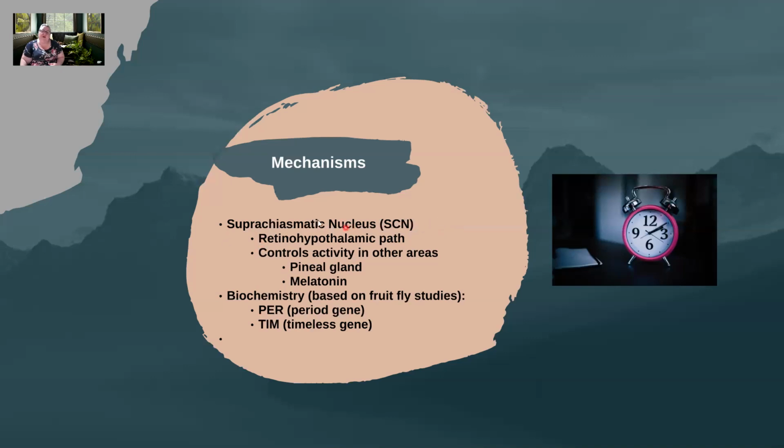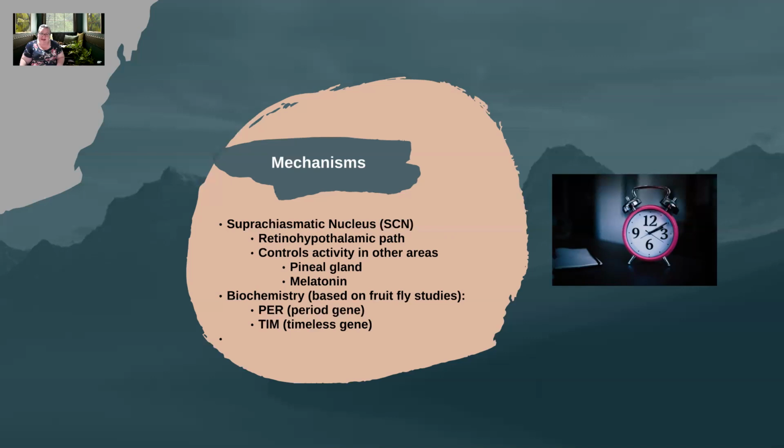Okay, so the retinohypothalamic path is related to the SCN as well, and it's related to light. We know that light can play a role in how we know to be sleepy when it gets dark, for example. So light plays a part in this circadian rhythm concept.